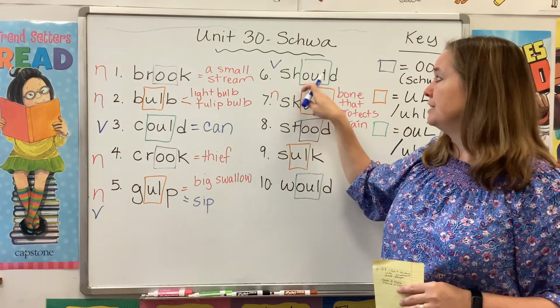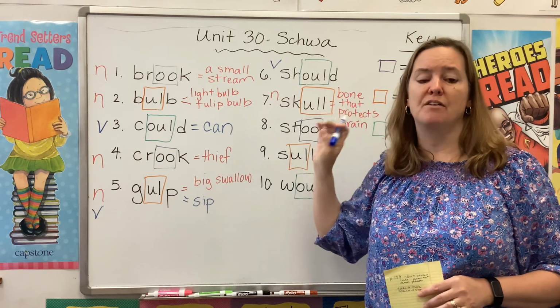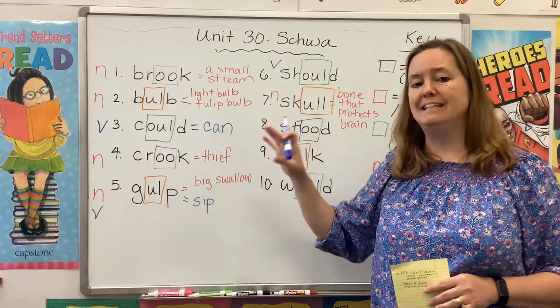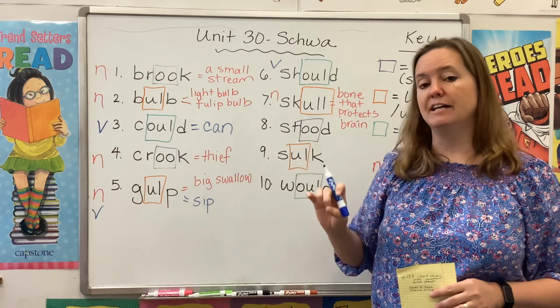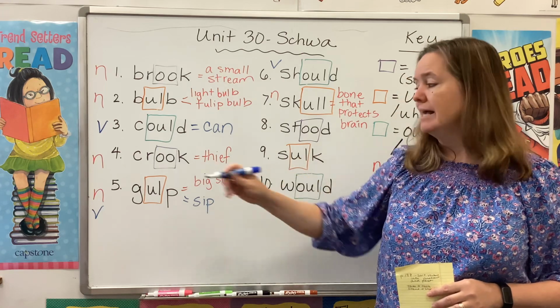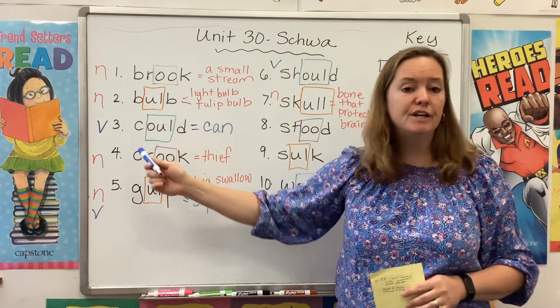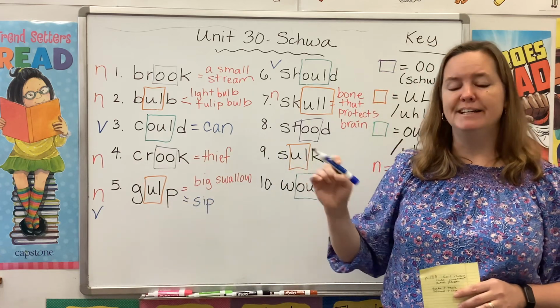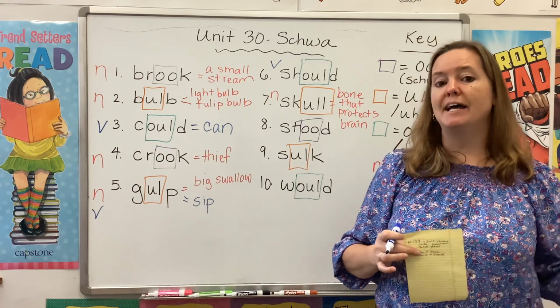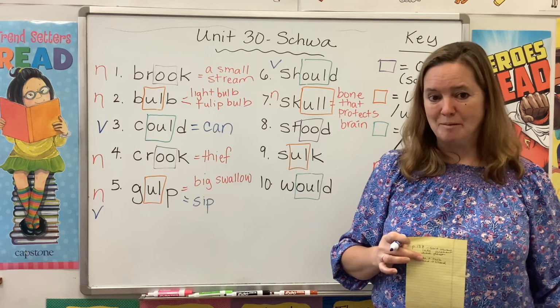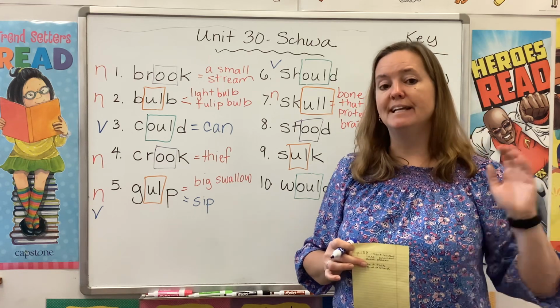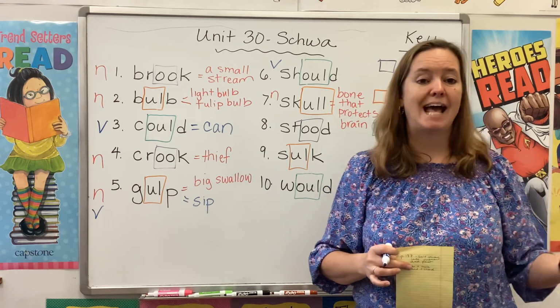Notice the word should is always followed by another action. I should eat. I should clean. I should sleep. Same thing with the word could, by the way. I could tie my shoes. I could write my name. The word could is always followed by another action.